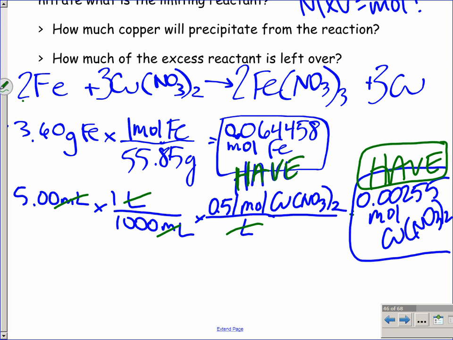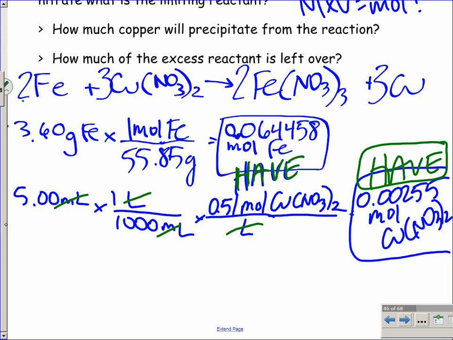Look here. What do you notice? I have more iron than I have copper 2 nitrate, right? Now, it's not just because I have more of it that I'm going to run out of the other one. It's because of the ratio: I decided I needed more copper 2 nitrate because the ratio said so. So I can already tell you this is going to run out first, because 0.00255 versus that, heck yeah. So who should be my limiting reagent? Copper 2 nitrate.